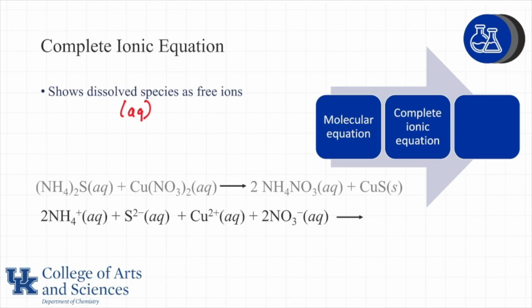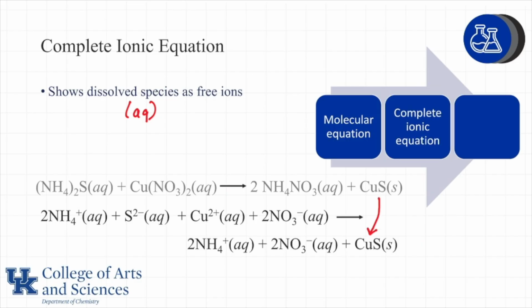Next, we're going to look at what we get for the products. For the product side, what we see happening is the NH4NO3 is aqueous, so we're going to write that as ions. However, the copper sulfide is a solid. And when we have a solid or something that's insoluble in water, it will not dissociate into ions in solution, and so we leave that as CuS with a solid phase. And this is our complete ionic equation. Anything that's aqueous is shown as an ion. Any solids or pure liquids are left as the compound.